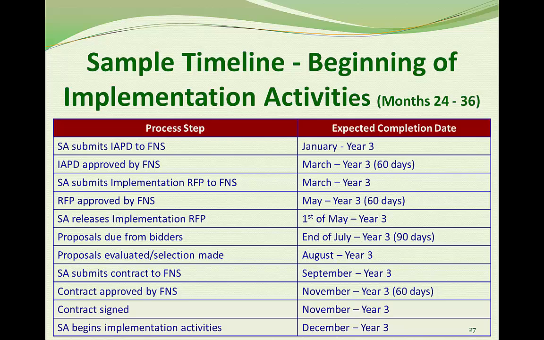Let's assume again that the state is prepared and able to evaluate proposals quickly and efficiently, and makes a decision within a month. Now we're at the end of August. The contract with the selected contractor is submitted to FNS in September, and being a terrific, strong document, is approved in under 60 days, in November. The state and vendor sign the contract with no further wrangling and no protests, and woohoo! The state is ready to tackle the real project, building or transferring the system of its dreams.